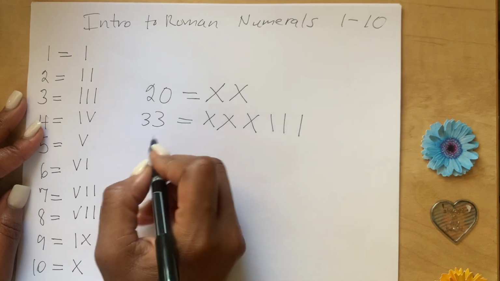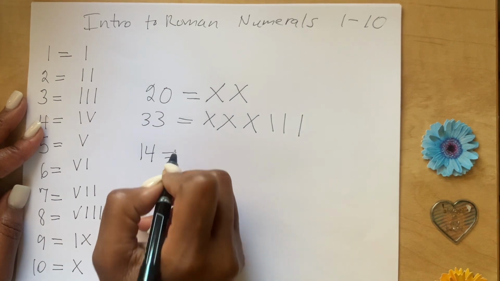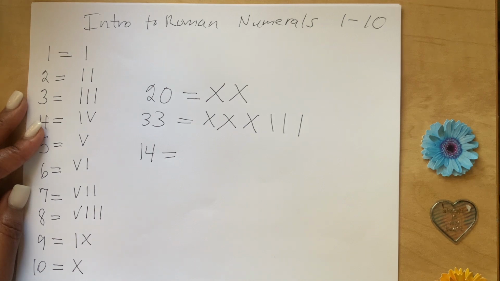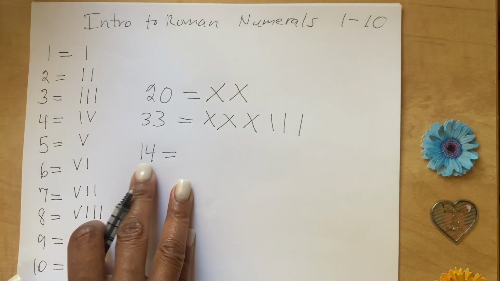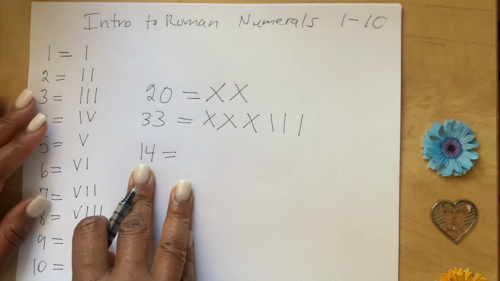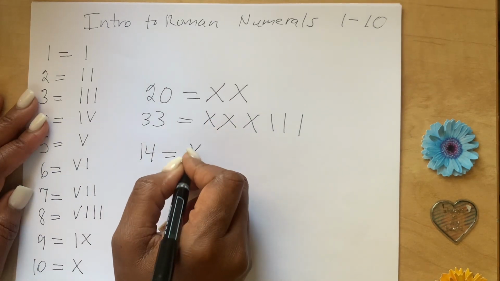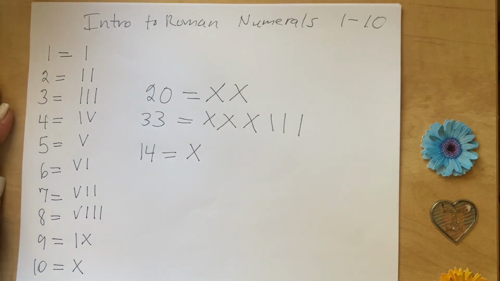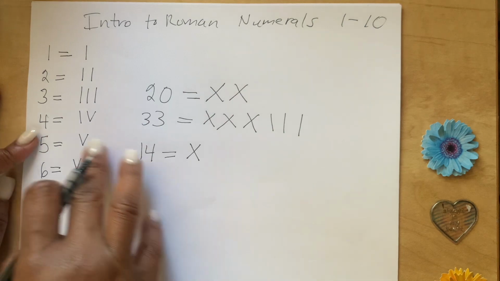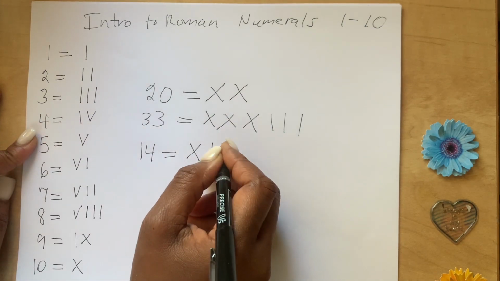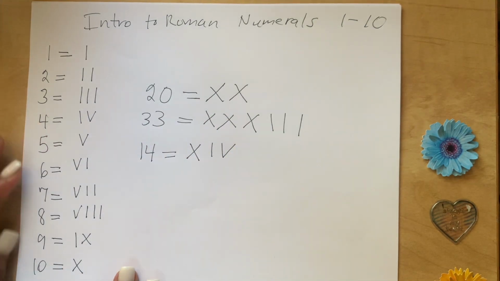Okay, let's look at a smaller number. Let's say we want to look at 14. The value of 14, looking at our number list here, 10 is the largest of the numbers that we have within 14. So we are going to use the X. And you can kind of see, since we have 10, we need 4 more to make 14. So here, IV. That's it.